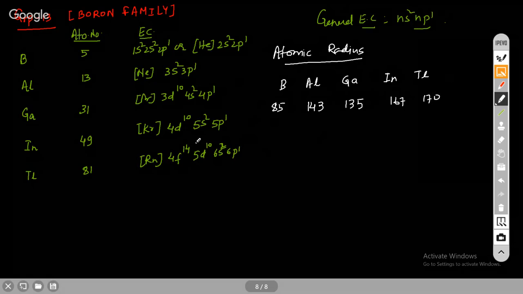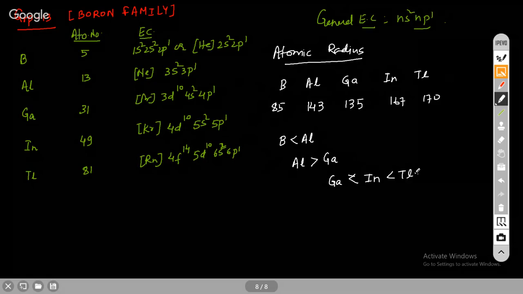So as we go down the group, what happens generally? Atomic size increases. But here, from boron to aluminium atomic size is increasing, right? Then from aluminium to gallium, atomic size is decreasing. Then again from gallium, atomic size increases, gallium to indium, and then indium to thallium.